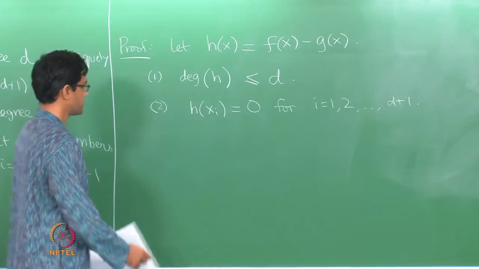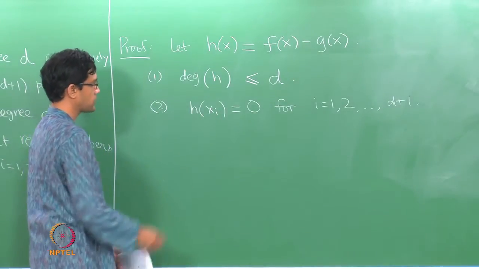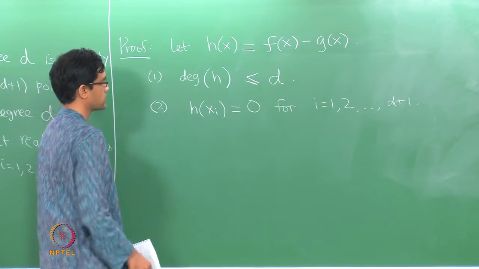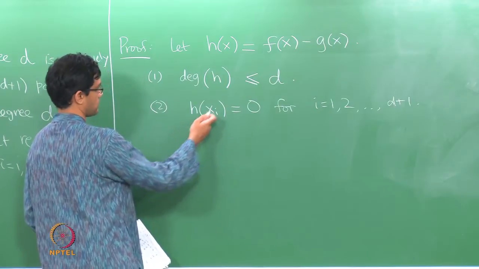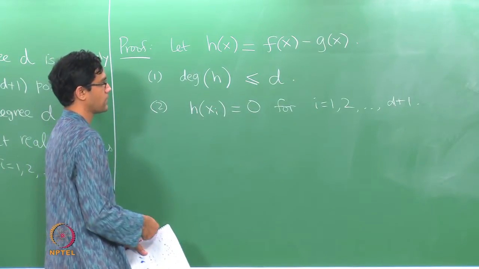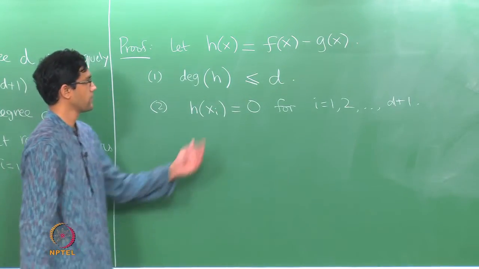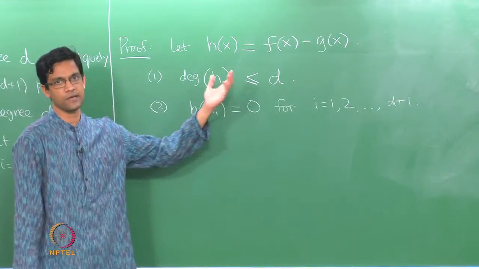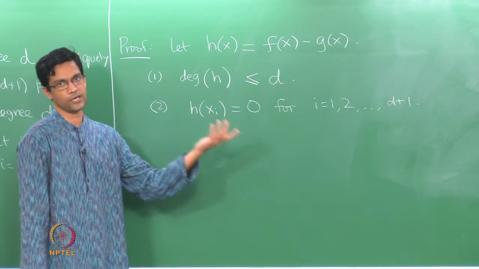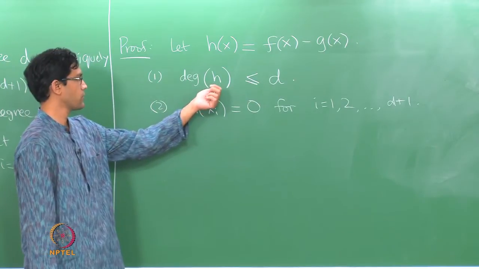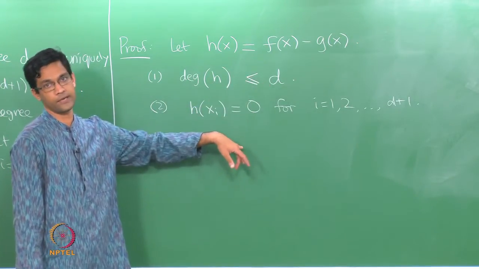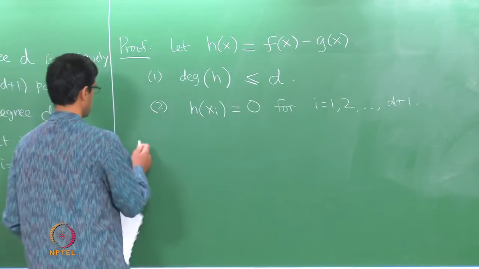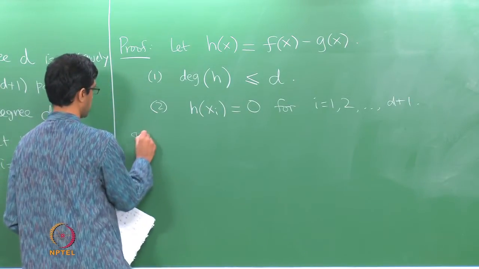Now observe that the second statement means that these d plus 1 points are roots of this polynomial h. So this already violates the thing we looked at last time, which is that a polynomial of degree d can have at most d distinct roots. Here is a polynomial whose degree is at most d, so it could not possibly have more than d roots.